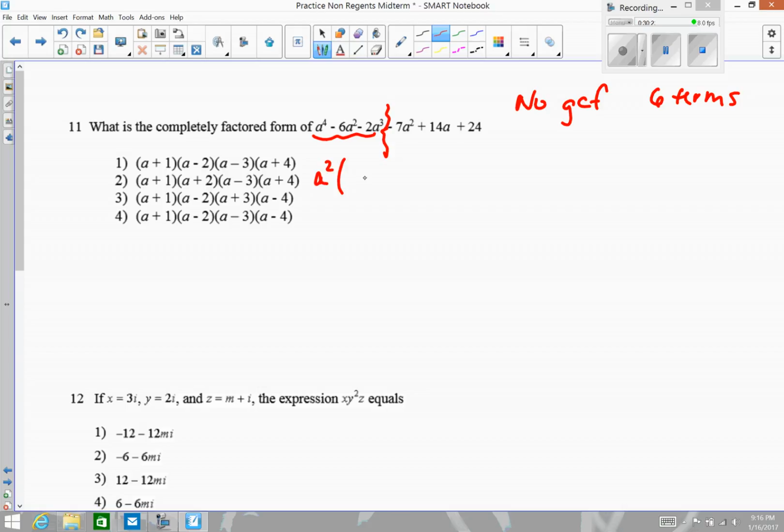If I factor out an a squared, I get a squared minus 6 minus 2a, not exactly in order from highest degree to smallest. Let's see what happens if I try and factor now. Find a GCF out of these next terms: 7a squared, 14a, and 24. No number is a GCF, and there's no a in everything, so I really can't factor. So I'm going to stop trying to factor by grouping at this point.